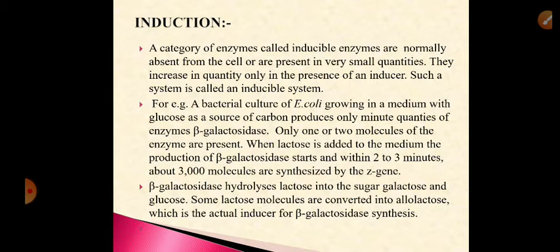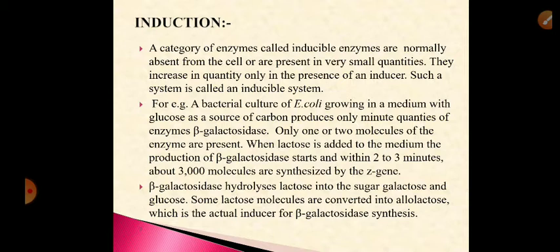For example, take a bacterial culture of E. coli growing in a medium containing glucose as a carbon source. If E. coli is grown in presence of the sugar glucose, a very small quantity of beta-galactosidase enzyme is synthesized. Why? What is the role of beta-galactosidase enzyme? Beta-galactosidase enzyme breaks lactose into glucose and galactose. When the organism is grown in presence of glucose, there is no question of breaking lactose, so the enzyme is not required.